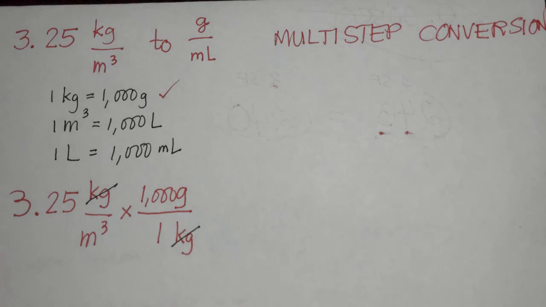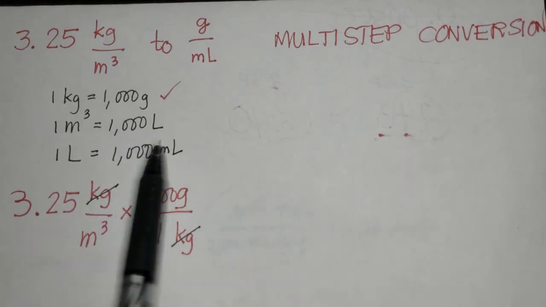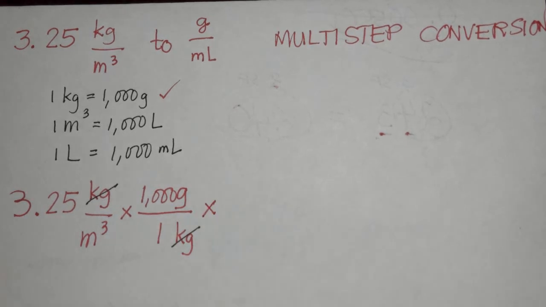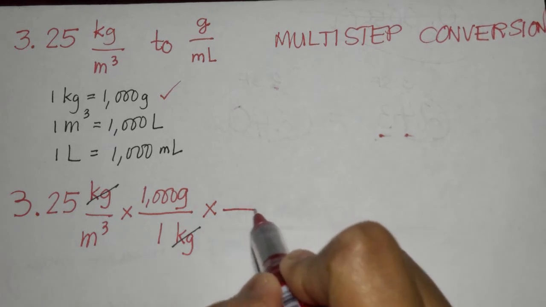Now I'm going to proceed to my m cube. That's the second one. So my m cube, there's an m cube here and a liter. So I'm going to continue. Multiply again. So this is multi-step. We do a lot. So we'll just continue. Then put over sign.